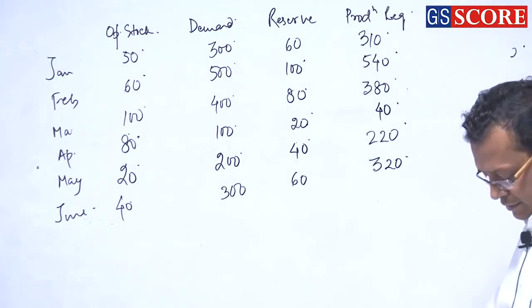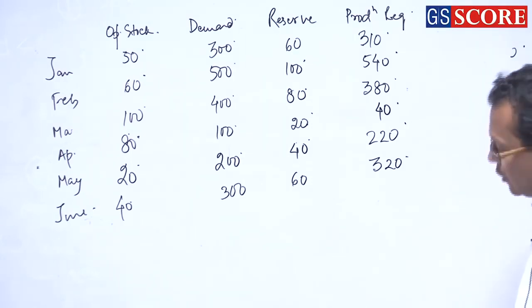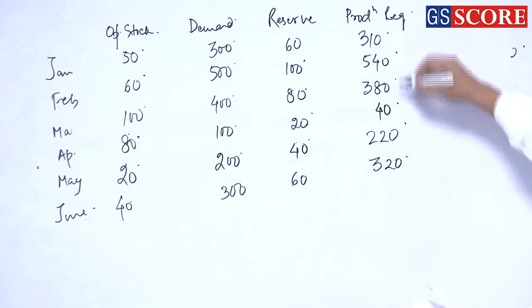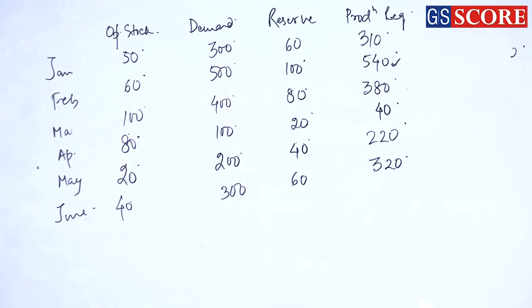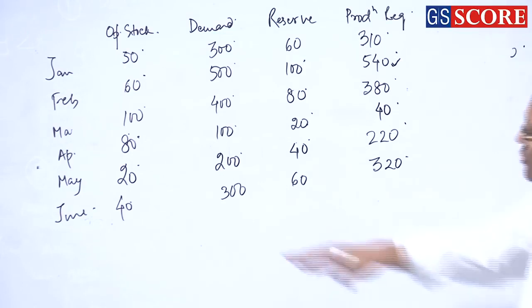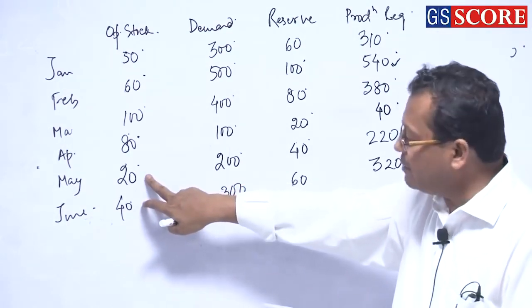Then comes question number 13. In which month is the production requirement highest? As you are seeing, February has the highest production requirement. So the answer for question number 13 will be Feb. In which month is the opening stock the lowest? May, the opening stock is the lowest. So the answer for 14 will be May.